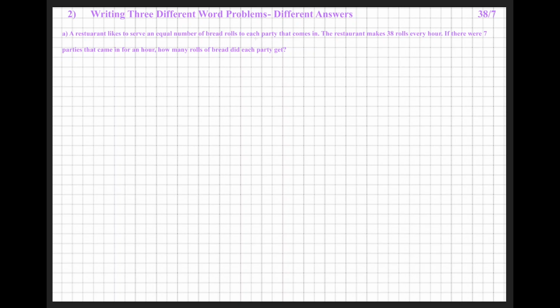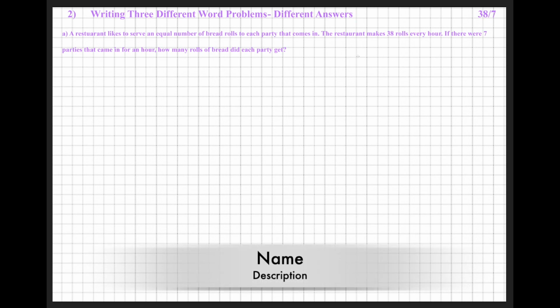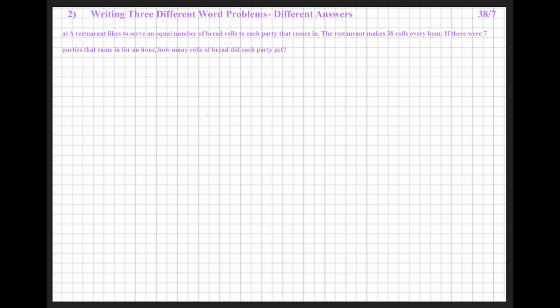So now we're writing 3 different word problems, each with a different answer. The first one that I wrote was: a restaurant likes to serve an equal number of bread rolls to each party that comes in. The restaurant makes 38 rolls every hour. If there were 7 parties that came in for an hour, how many rolls of bread did they each get?